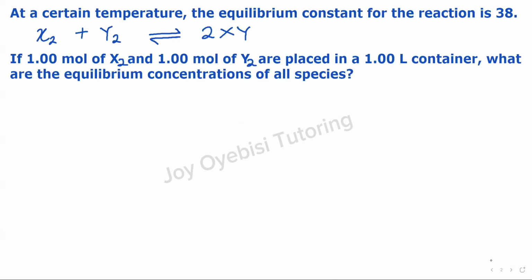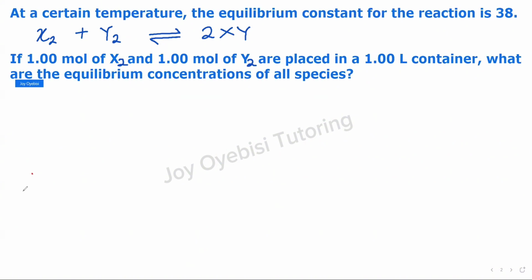The first question I have says, at a certain temperature, the equilibrium constant for the reaction is 38. If 1 mole of X2 and 1 mole of Y2 are placed in a 1 liter container, what are the equilibrium concentrations of all species?